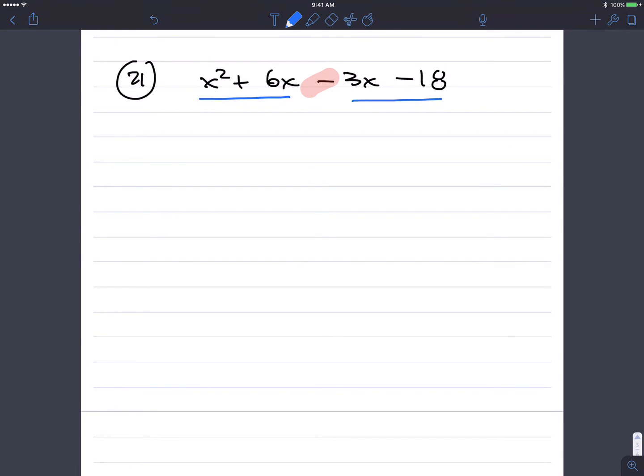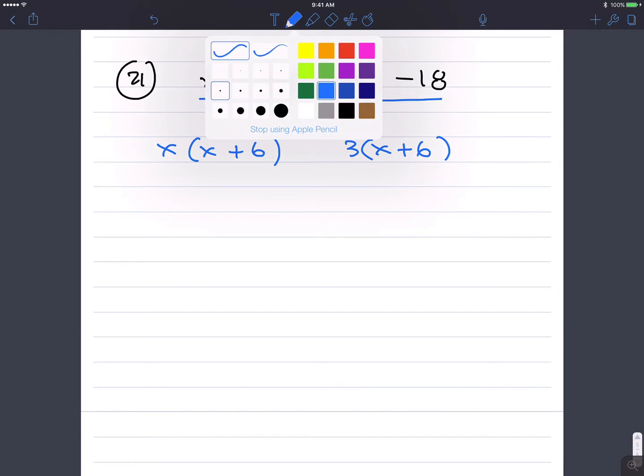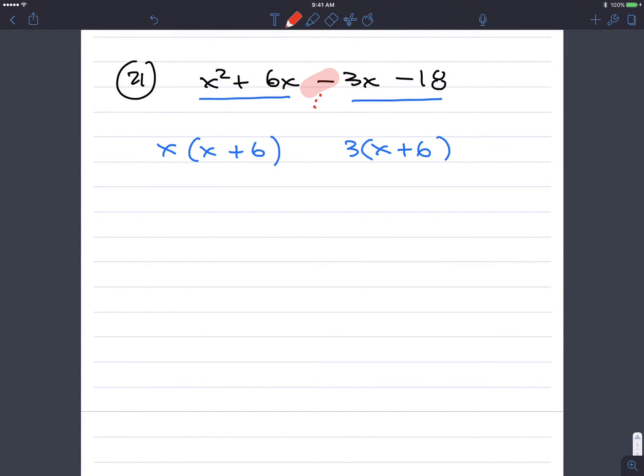Factor out your greatest common factor. First two terms. What is it? X. What's the quotient? X plus 6. Last two terms. 3x and 18. 3. What's the quotient? X plus 6. Oh. Is it x plus 6? Let's double check. I bring down my subtraction sign. Is negative 3 times x negative 3x? Yes. Is negative 3 times positive 6 negative 18? Yes. We're on the right track. Okay, good.